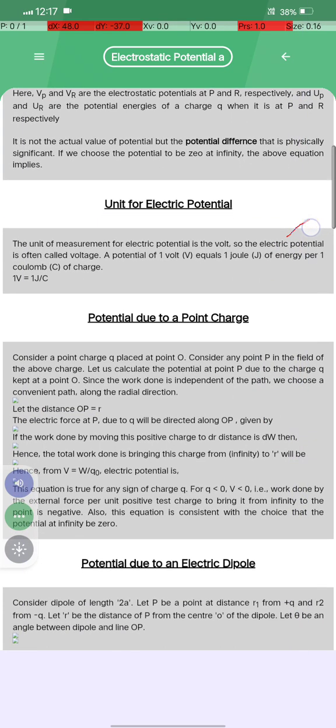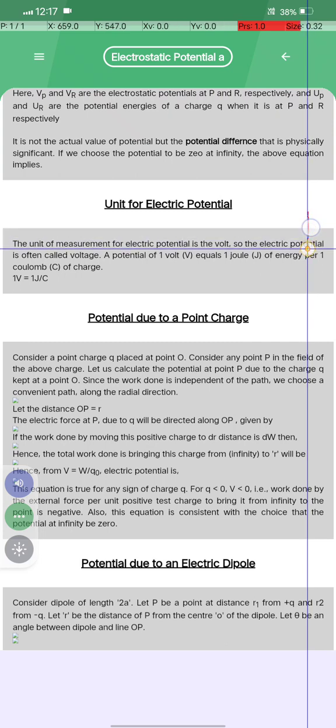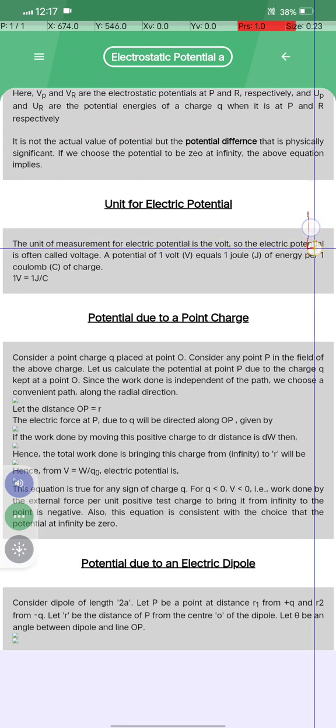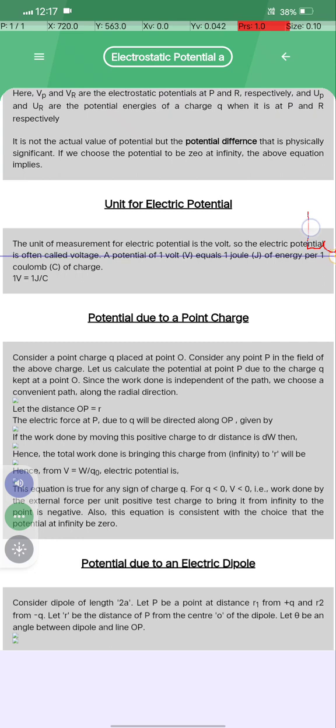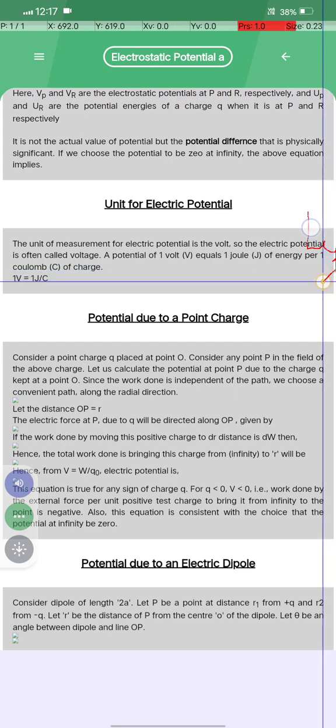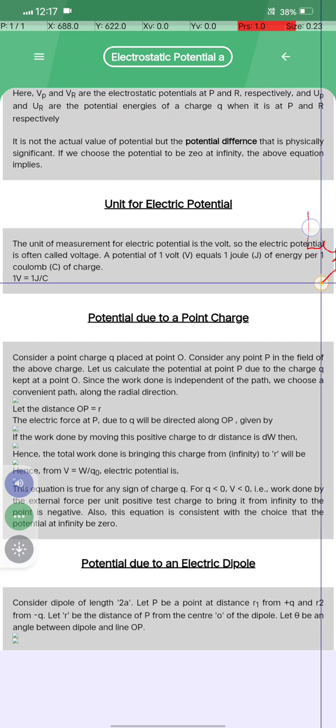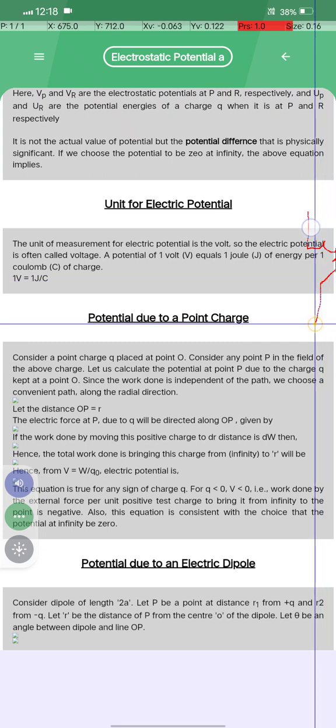Now, the unit for electric potential. The unit of measurement for electric potential is the volt, and so electric potential is often called voltage. A potential of 1 volt (V) equals 1 joule (J) of energy per 1 coulomb (C) of charge. 1 V is equal to 1 J by C. That is, 1 volt is equal to 1 joule per coulomb. Potential due to a point charge.